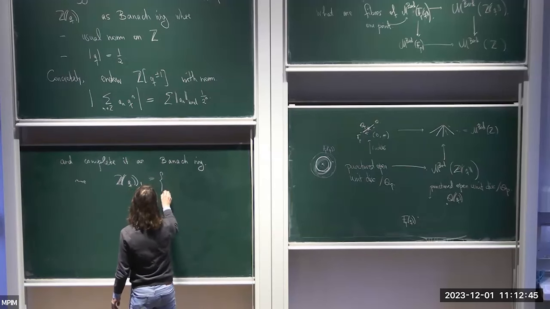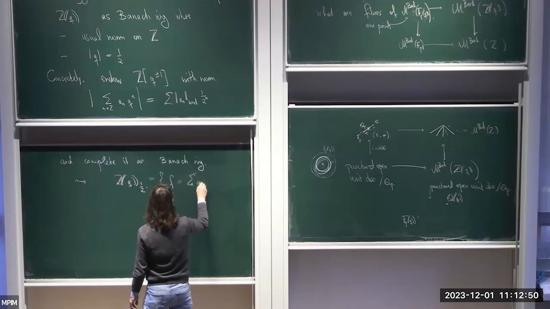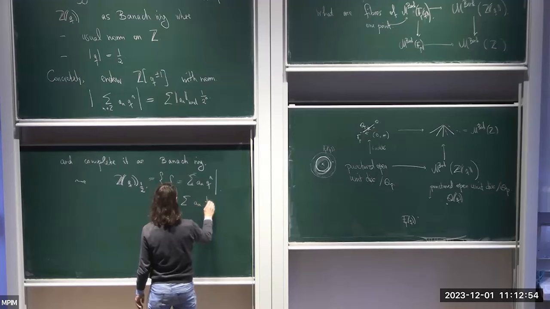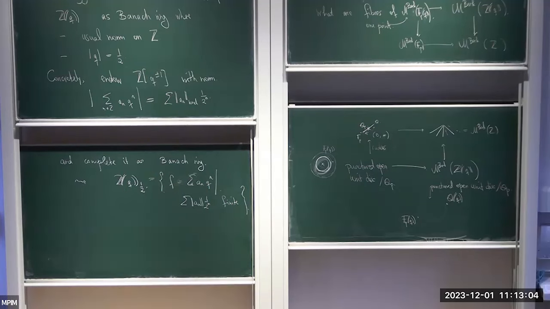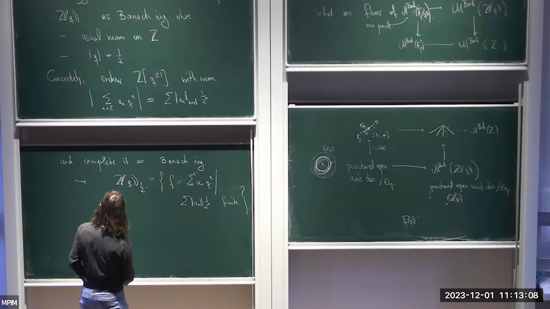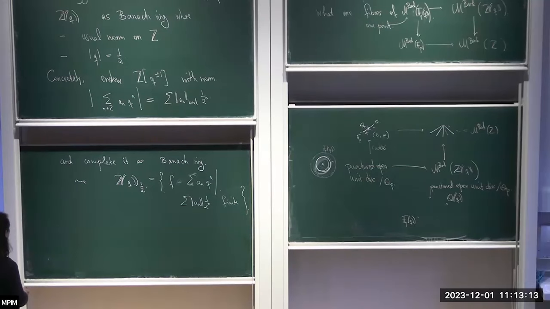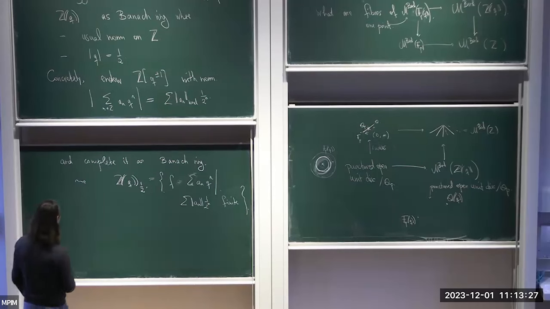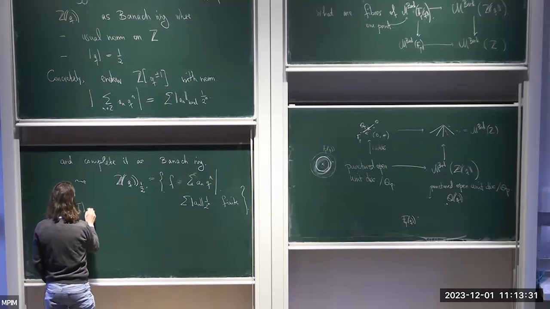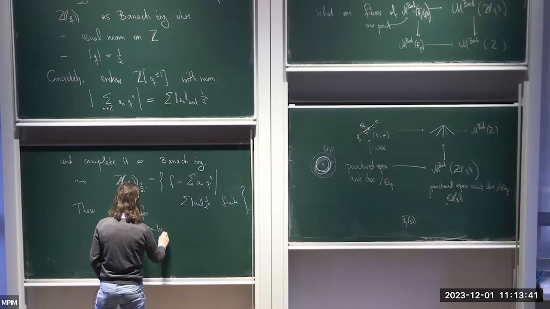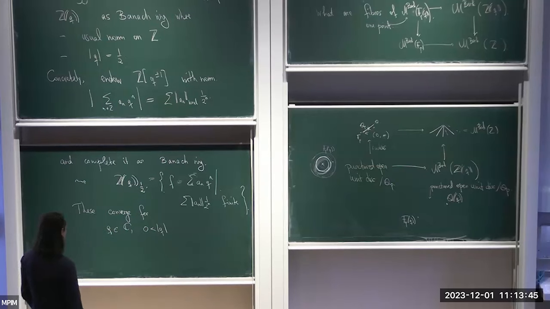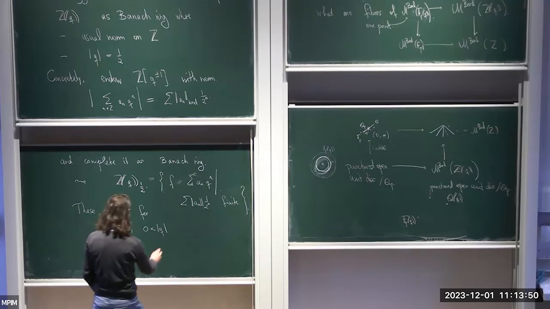Which are those sums a_n times q to the n such that the sum of the norms of a_n times 1 over 2 to the n is finite. So these are concretely, yeah, it's a little bit nasty, but these converge for values q in the complex numbers that are small enough, they do converge if it's not too big.